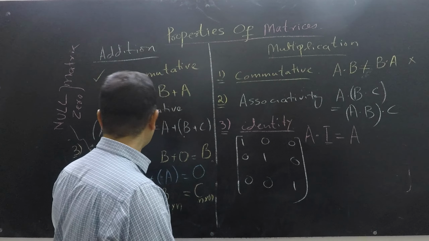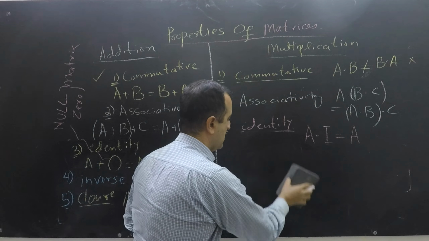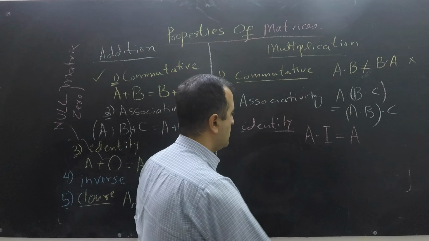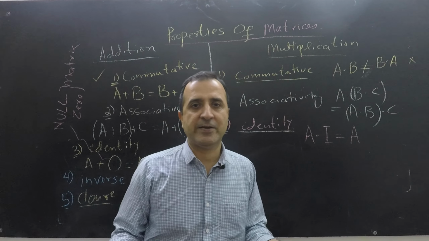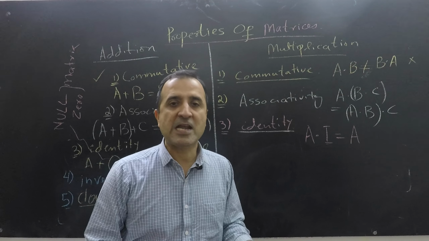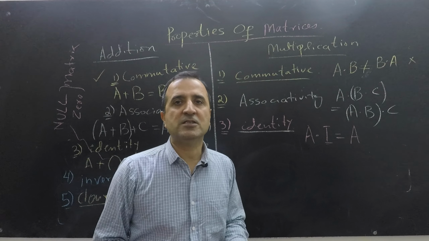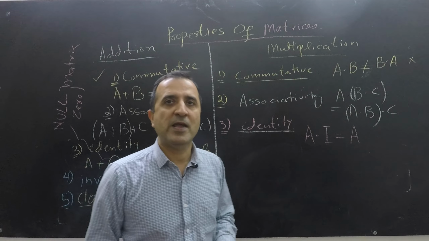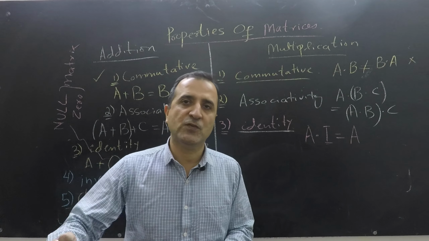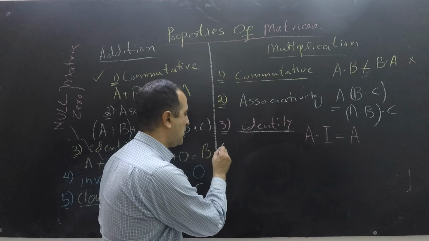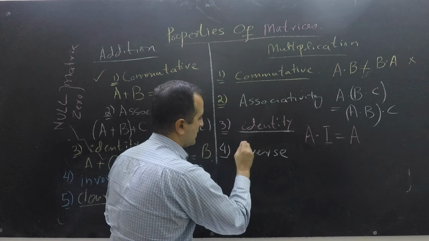So the second last property is the inverse of a matrix. This is an extremely important property for multiplication. We find the inverse of a matrix for many different applications. Finding the inverse of a matrix is not a straightforward process, and we have to make a separate video only on how to find the inverse of a matrix. So the fourth property is the inverse property.